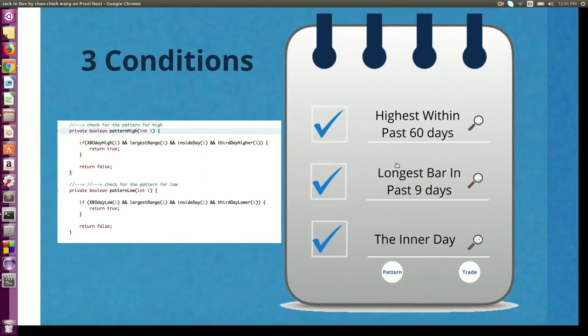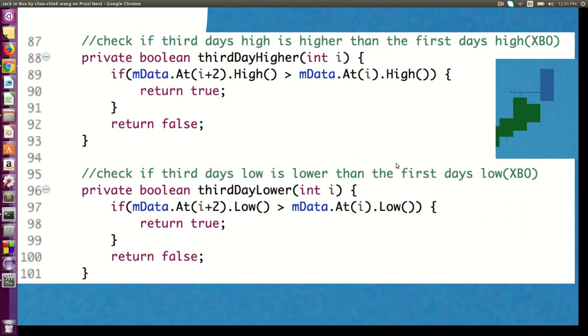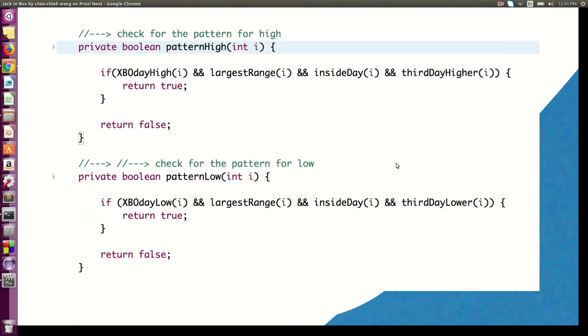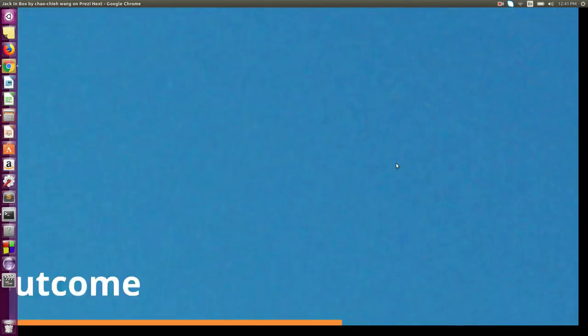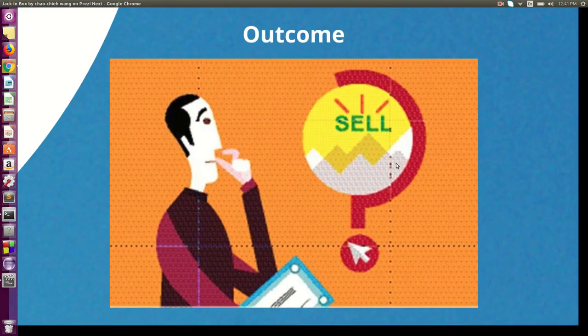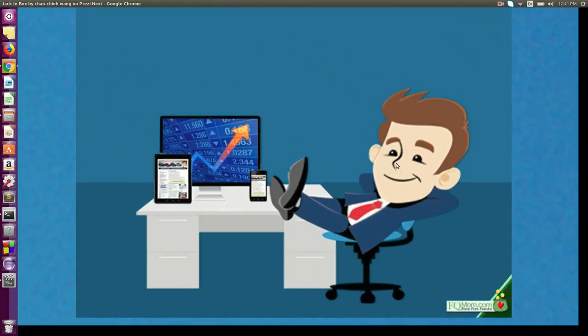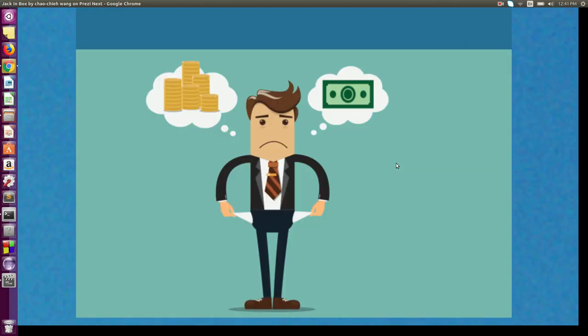After all those conditions are met, we are going to do the trades. So pattern high will check all those conditions and return true if the conditions are met. Now after all those conditions are met, it will display the outcomes. If the outcome is good, then we'll chill and relax and be happy. If not, then we lost the money and we'll be mad, we'll be angry.